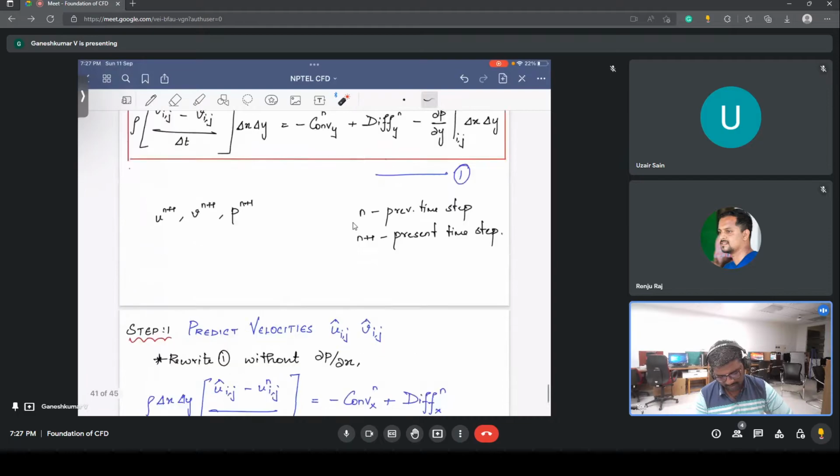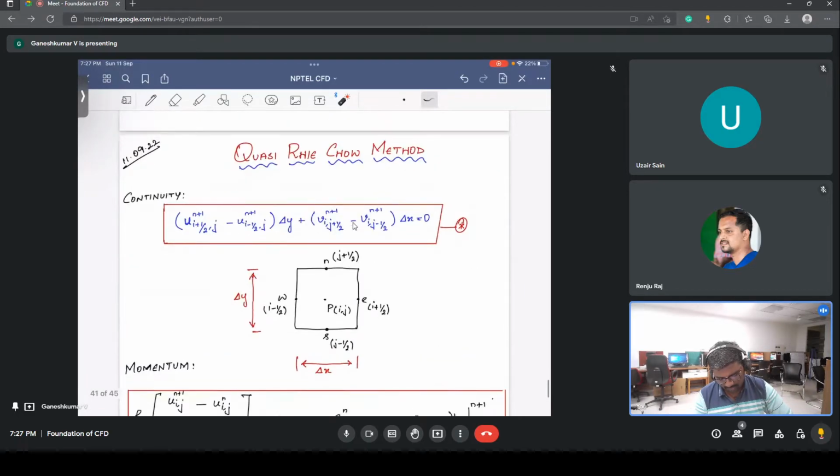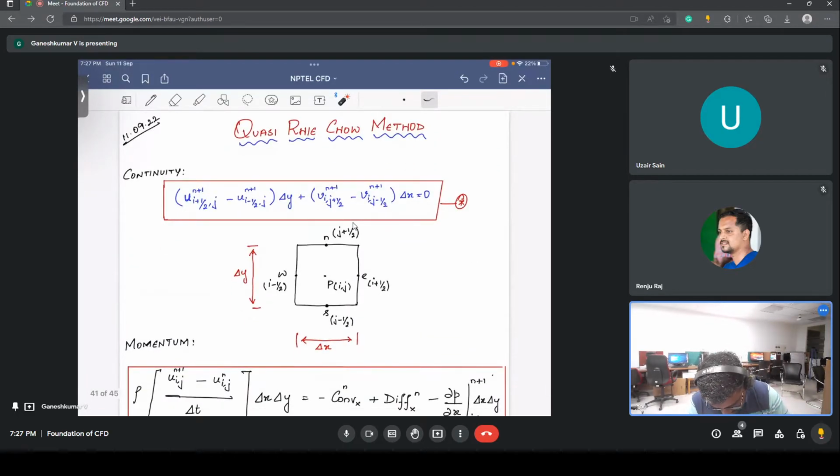We will look into the continuity equation more closely. If you look at the continuity equation, u at i plus half, j and u at i minus half, j at n plus 1, everything is at present time stuff which we don't know. Similarly, j plus half and j minus half we need to know. So you need to find these four quantities so that you can use the continuity equation.